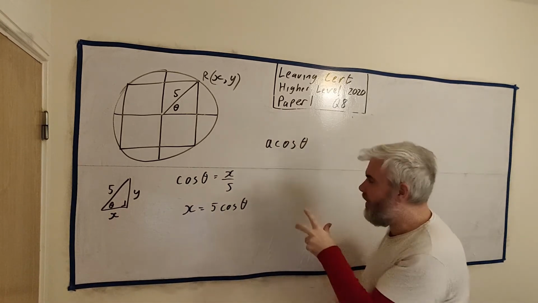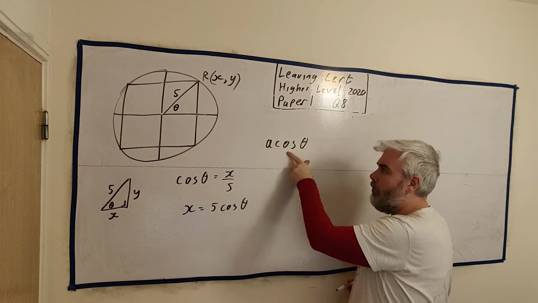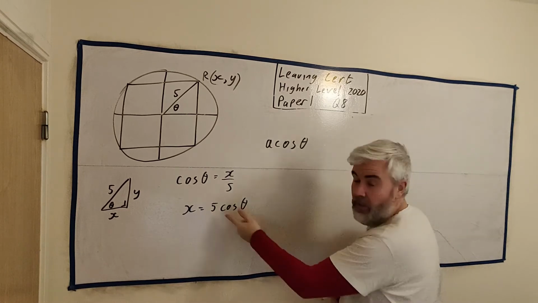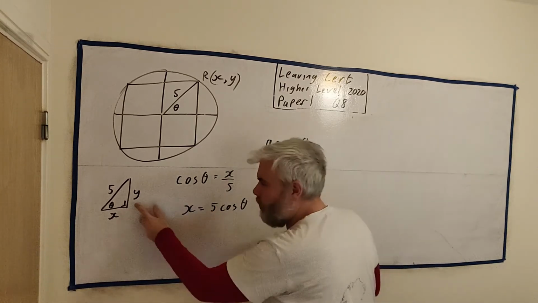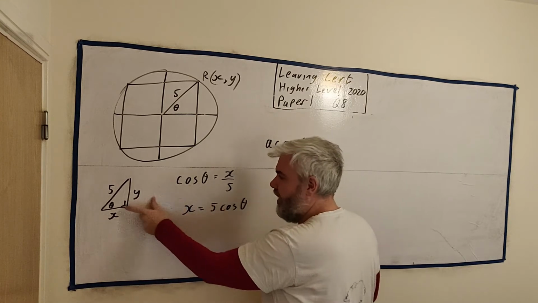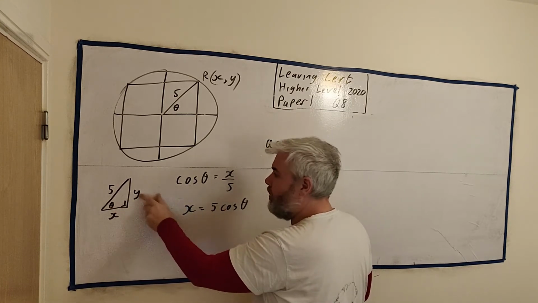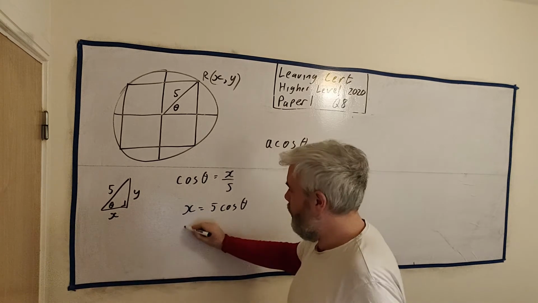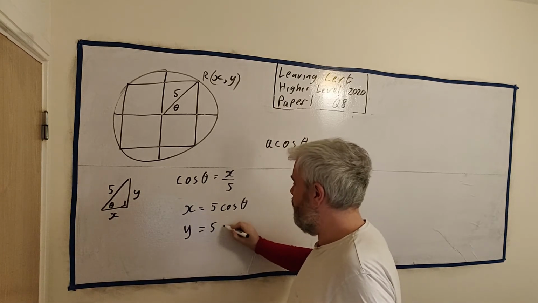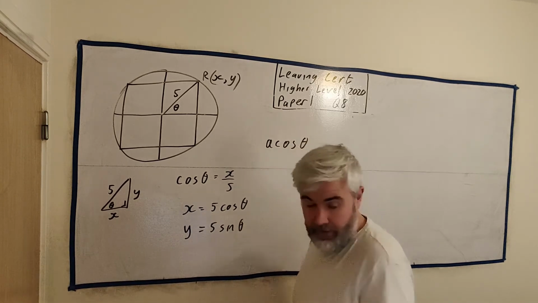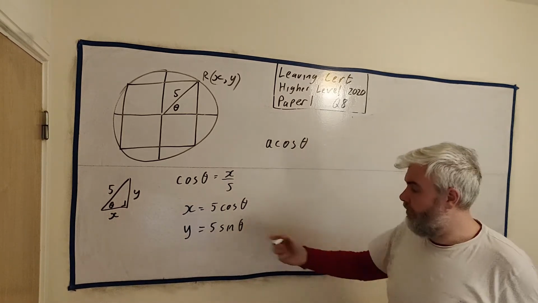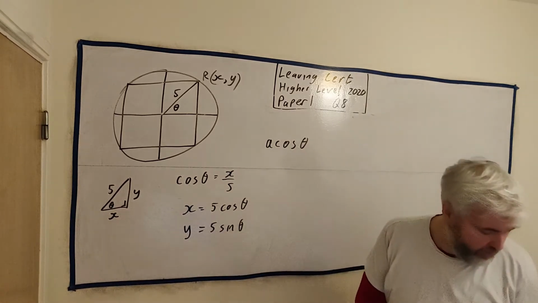They wanted, instead of x, a number multiplied by cosine theta. We get that. Similarly, if we think about sine theta, that will be equal to y divided by 5, or if you rearrange that, you'll get y is equal to 5 sine theta. So that's the answer. a and b are 5 and 5 in this question.